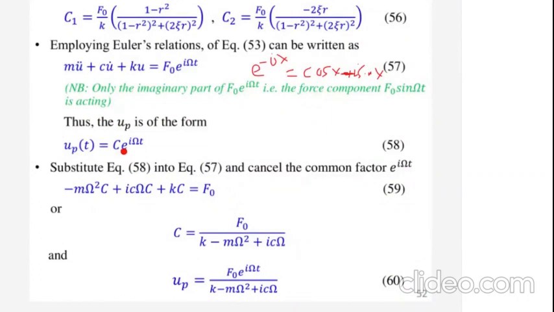Equation 58. Now you substitute this solution, equation 58, into equation 57. Again, you have to differentiate twice to get the acceleration and once to get the velocity, and then substitute your answers into the equation of motion. And you cancel the common factor. Remember in the previous slide, the common factor was the sinusoidal, trigonometric part. Now, because we are using the exponent, when you work it out, you'll find there's a common factor which you can cancel so that you are left with C as given by this equation. And the particular solution UP will be given by this expression because you have already calculated C. So this is substituting C into equation 58.